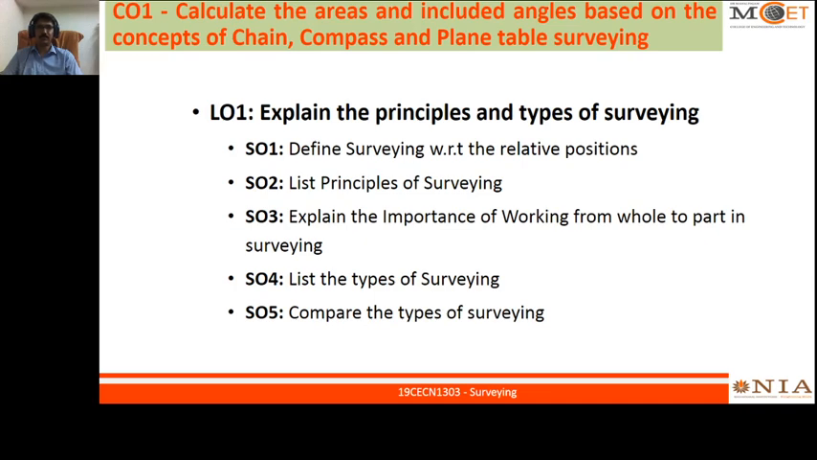The first course outcome, learning outcome 1, is to explain the principles and types of surveying. Even this can be divided into specific outcomes. Five specific outcomes we have split it into. First, define surveying with respect to the relative position. Second, list the principles of surveying. Third, explain the importance of working from whole to part in surveying. Fourth, list the types of surveying. Fifth, compare the types of surveying.